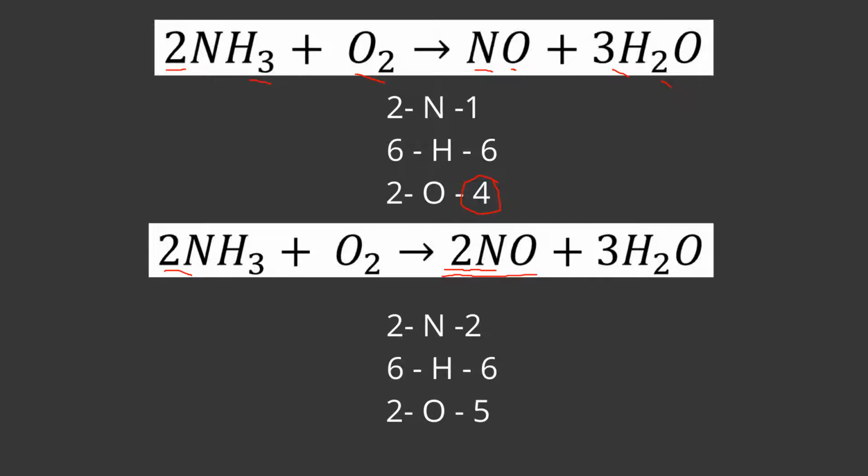Oxygens, you say you have 2 oxygens here on the left. And then on this side, because of this 2, it's 2 plus now 3 oxygens. So 2 plus 3 is 5.